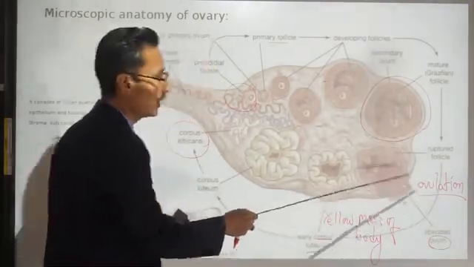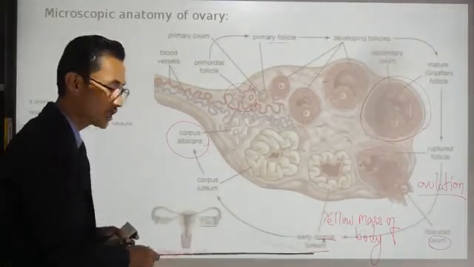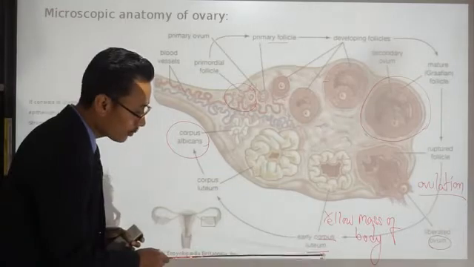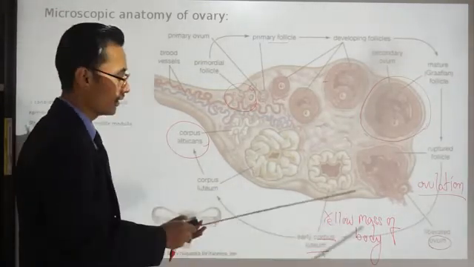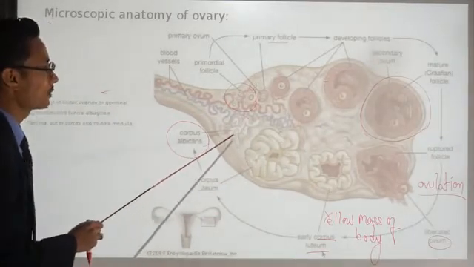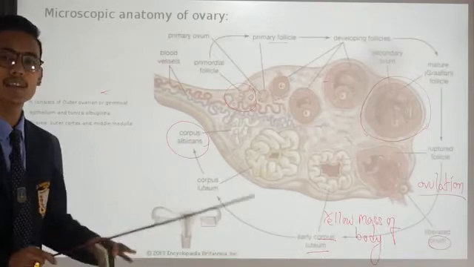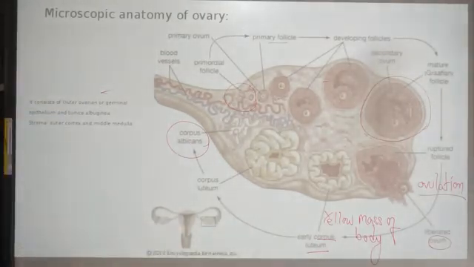After ovulation, the remaining part of the Graafian follicle will change into corpus luteum, which will secrete the hormone called progesterone. And if there is no fertilization, then this corpus luteum will change into a white mass of body called corpus albicans. Hope it is clear for you? Okay, now let's move to the next slide.